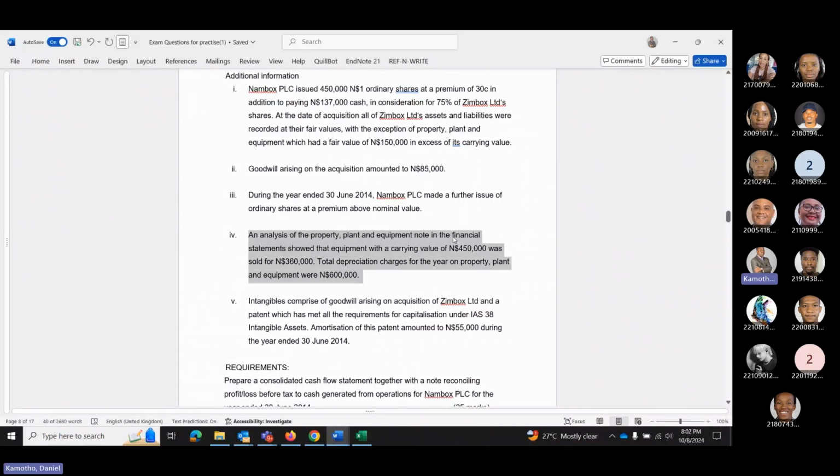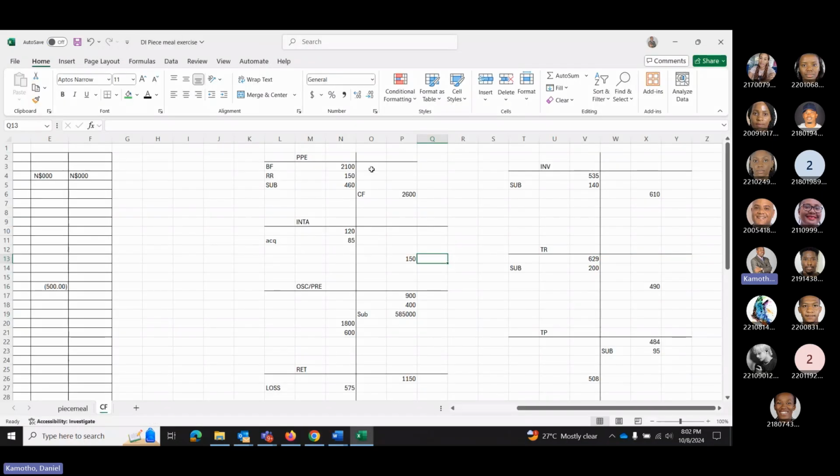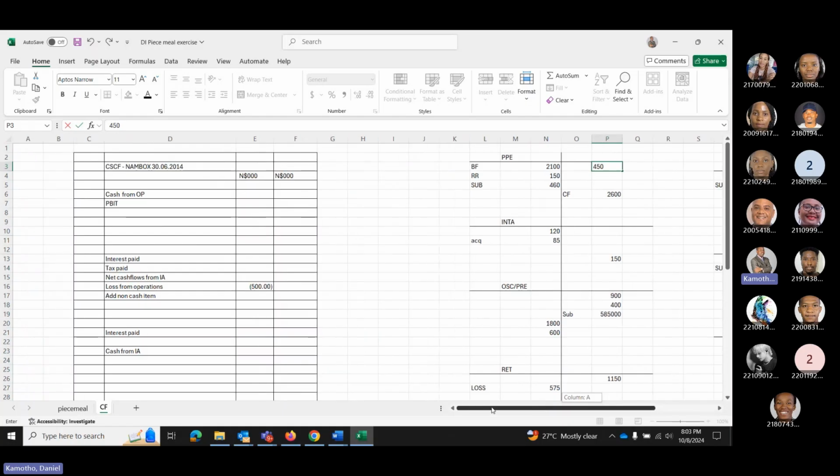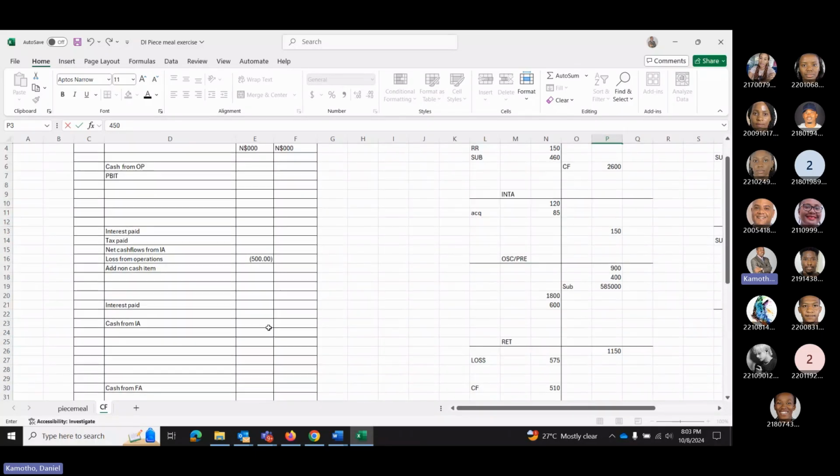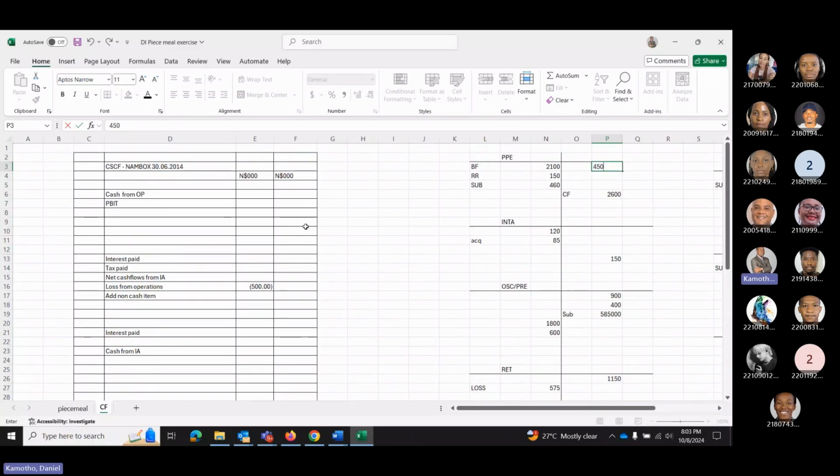So if we work on this, we are told the carrying amount is 450. So that carrying amount must be removed from the PPE, which is 450. And there is a loss that is recognized in the profit. Where did we work out the loss? We started from cash from operation. Then we said adjustment for loss on sale of PPE. It is subtracted, therefore we add it back, and it is 90,000.